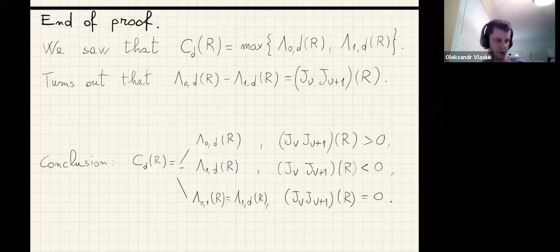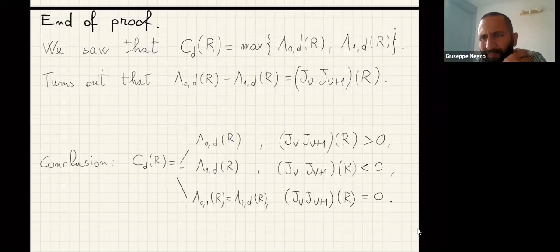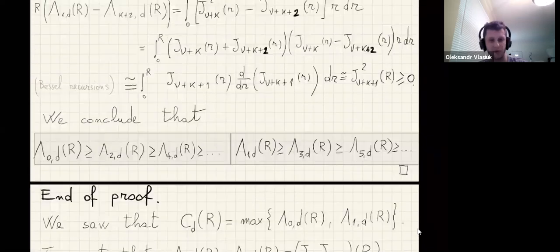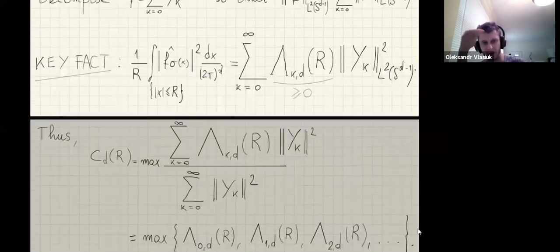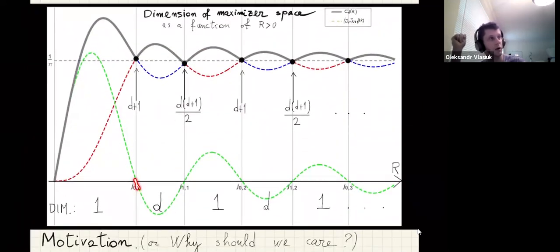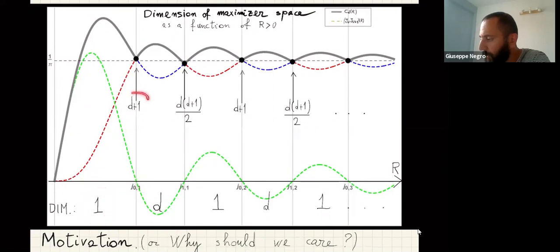So I have a little question, maybe just to start. I was just thinking about the multiplicity. So this guy here, this product J nu plus 1, right? The multiplicity of 0 is 1, right? So I was trying to understand the degree of the space of maximizers, which goes from 1 to d plus 1.